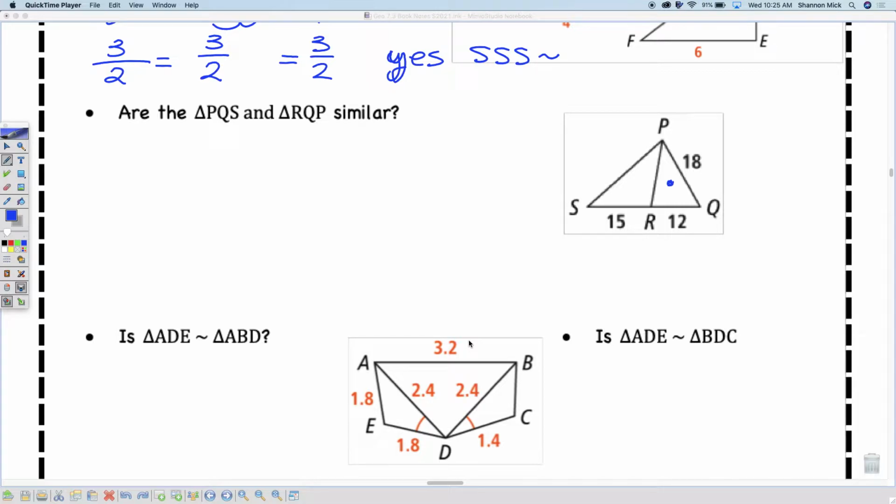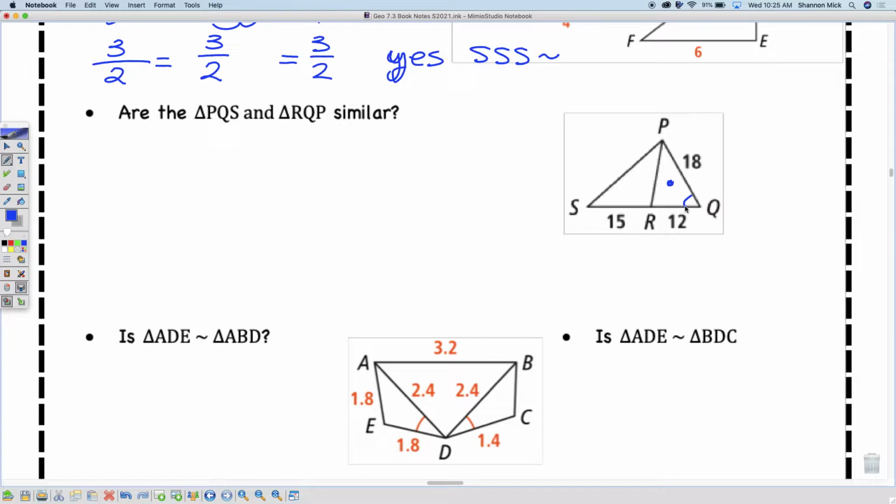Q, correct? Isn't Q in both triangles? Yeah. So if Q's in both triangles, Q is obviously congruent to Q, yes? So since Q is congruent to Q, which one could I use? Side, angle, side. Okay, I could use side, angle, side. So we know we have a congruent angle. We need the other 2 sides to be proportional now, right? Correct?